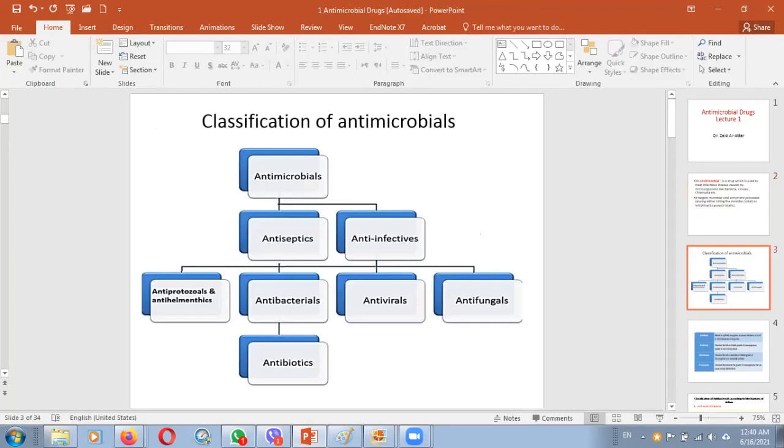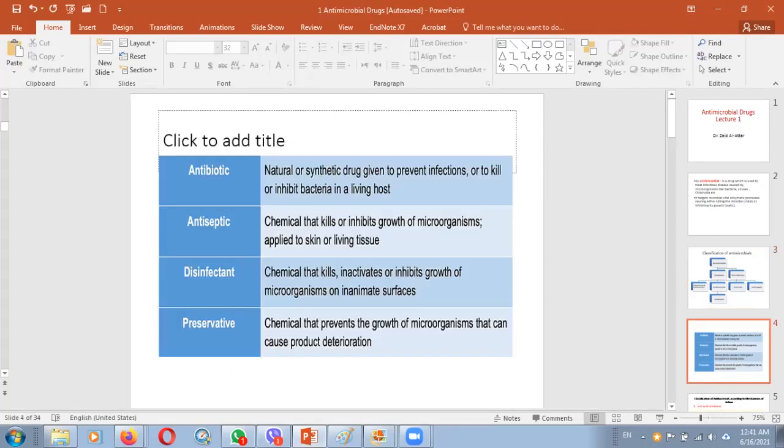Classification of antimicrobials. In this diagram you can see the classification of antimicrobials into two major groups, which are the antiseptics and the anti-infectives. There are some differences between the antiseptics and the anti-infectives, which are explained more in this slide.